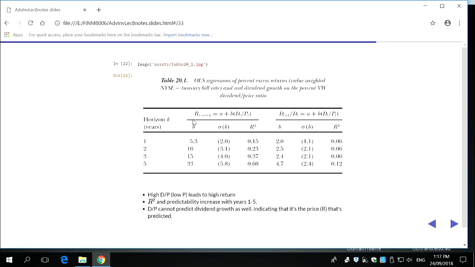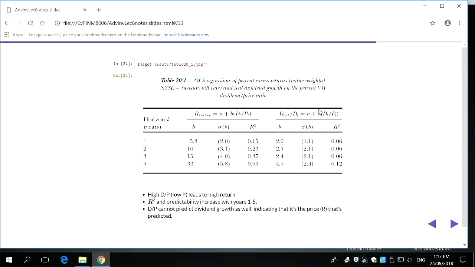But why is the DP ratio high? Is dividend very volatile? No, the dividend is very smooth, right? So what's leading to the change in DP ratio is mainly the price. So high DP ratio, in other words, the low price, leads to future high returns, right? And R squared is high and increases when you increase the horizon from year 1 to year 5.